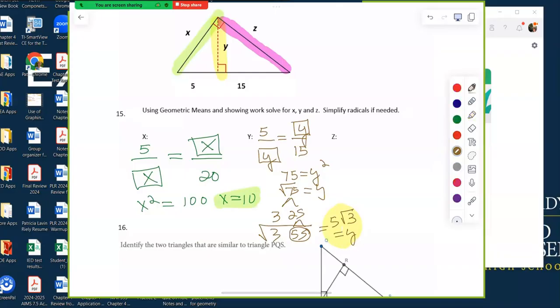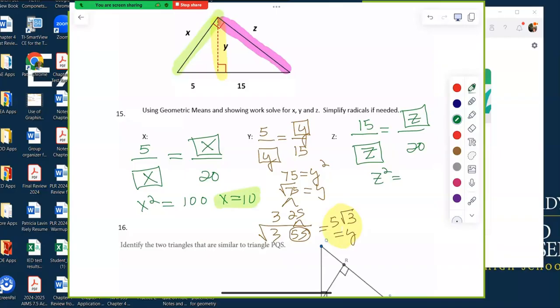Then we're going to do z. Z is the other leg. Once again, we're going to do fraction equal fraction, and we're going to put low high for the means. The means are the other leg. It's the geometric mean between the piece of the hypotenuse closest to it and the entire hypotenuse, which is 15 plus 5. So do your cross products, and you should get z squared equals 15 times 20.